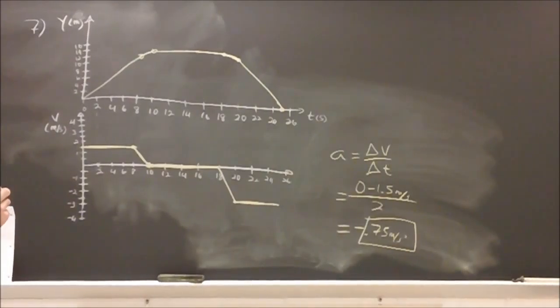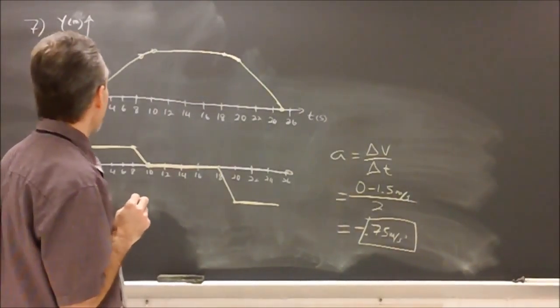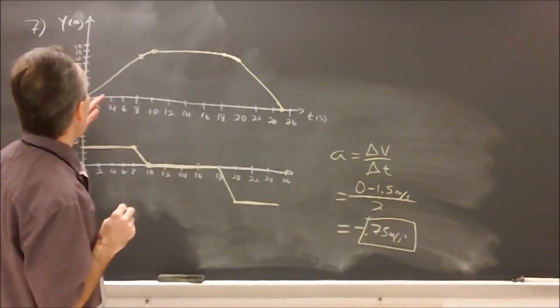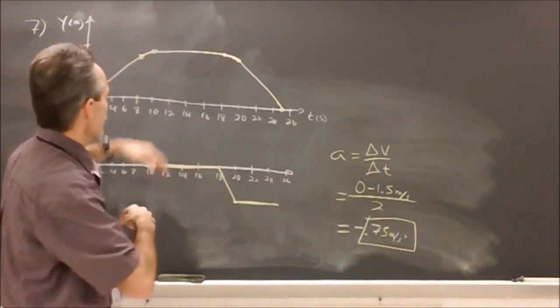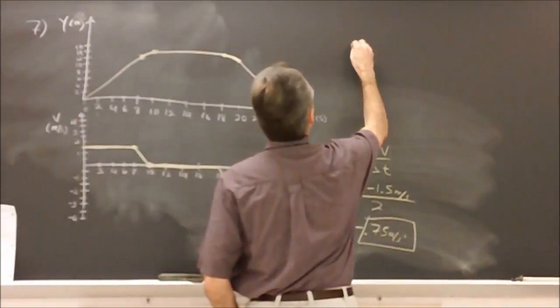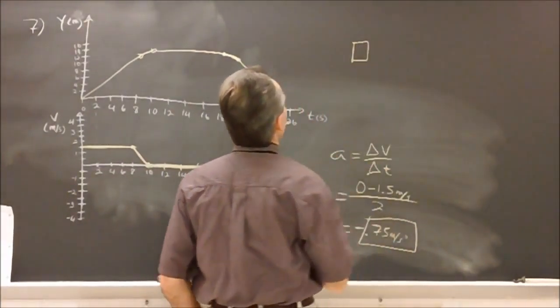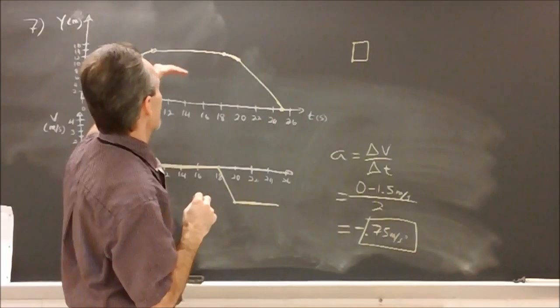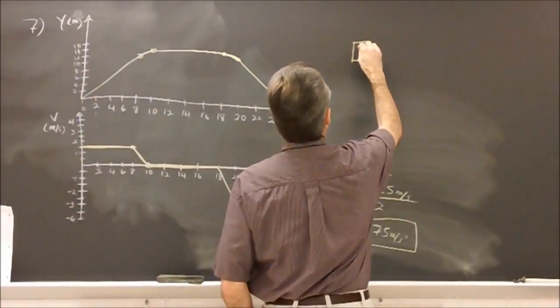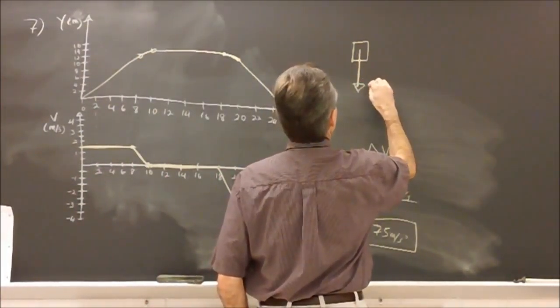Part 2 says on the box below that represents the elevator, draw a vector that represents the direction of the average acceleration from part 1. Well, this thing is moving upward, but the acceleration is downward. It's slowing down. See, that's slowing down here. So that means the acceleration is that way.